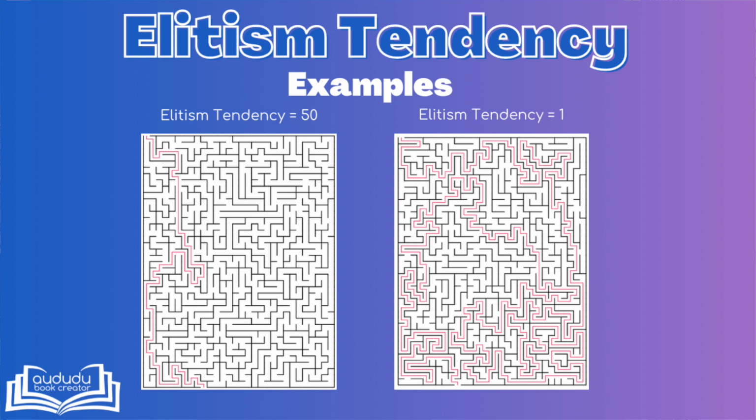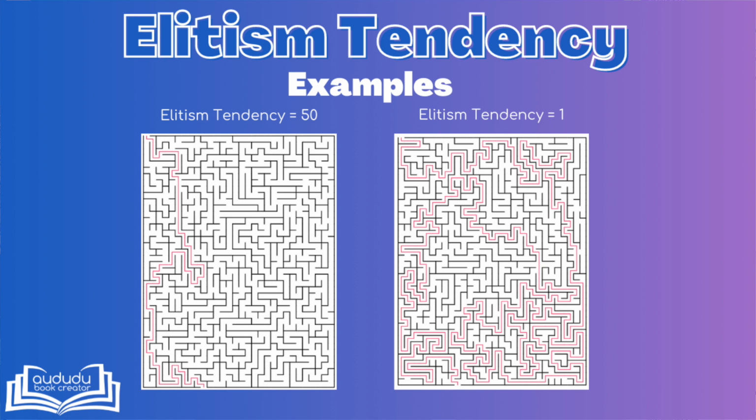The maze on your left was generated with an elitism tendency of 50, and the one on the right was generated with an elitism tendency of 1. As you can see, the elitism tendency of 1 gives you a big, long, rambling path, versus an elitism tendency of 50 gives you a much shorter, more direct path.